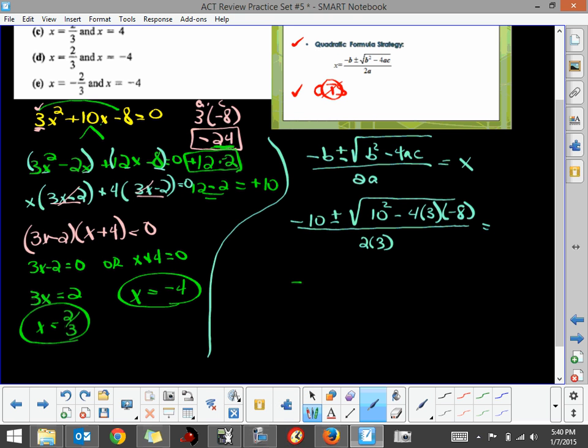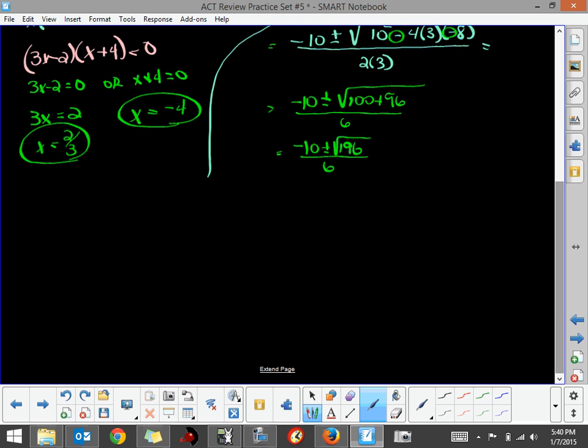So negative 10 plus or minus the square root of, this is 100. The two negatives are going to make a positive, so it's going to be plus 24 times 4, or 12 times 8, which is 96, all over 6. It's negative 10 plus or minus the square root of 196, all over 6. Still working downward. So I got negative 10. The square root of 196, that's a perfect square. It ends up being exactly 14.